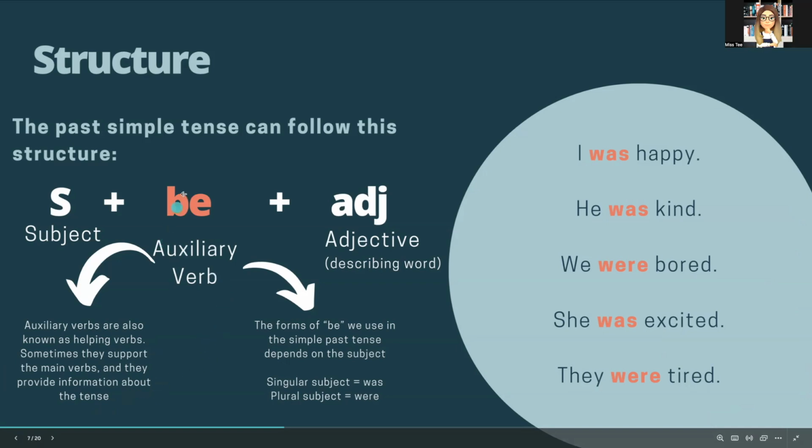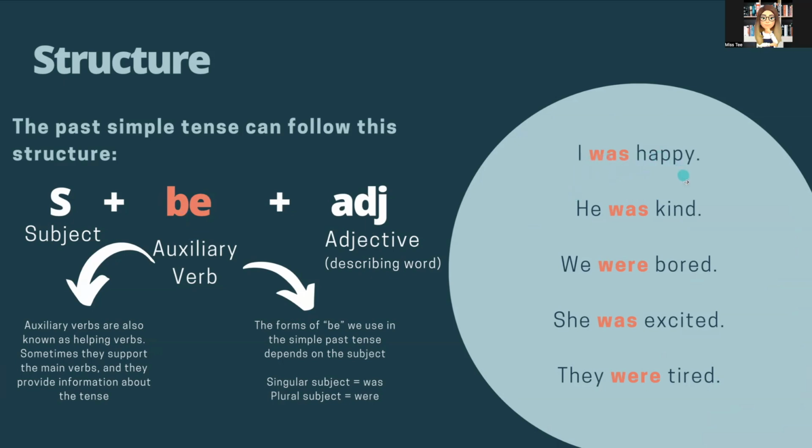And so when we're using be in a sentence, we have different forms. And when we use it in simple past tense, it depends on the subject here. So if we have a singular subject, we use the word was. But if we have a plural subject, we use the word were. And so this changes in the simple past tense. We can either have was or were. Let's look at these examples.